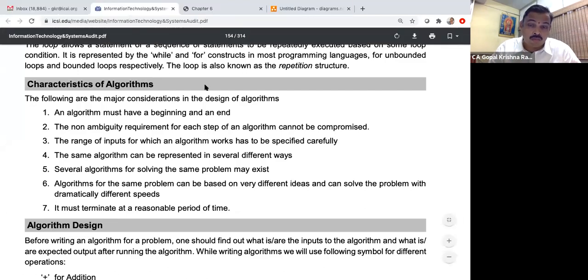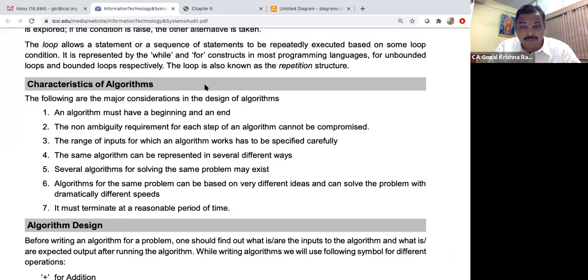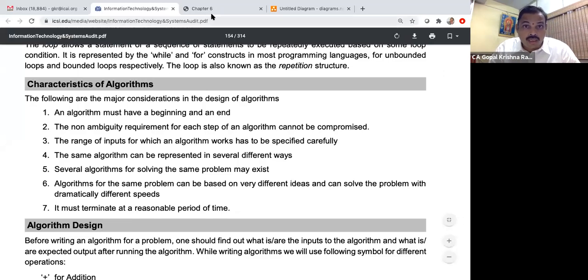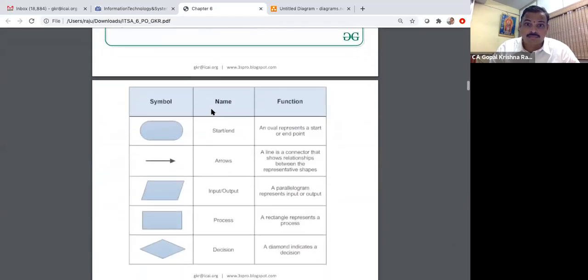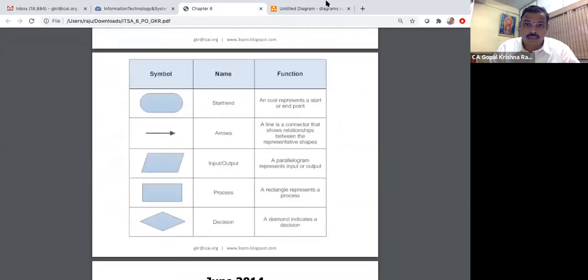So now, if I have to draw a diagram, I have to use symbols, and that symbol is this symbol. Good guys. This is start and end. And I will only use these 5 symbols. Now I'm going to draw a flowchart. Okay. So please be ready, guys.